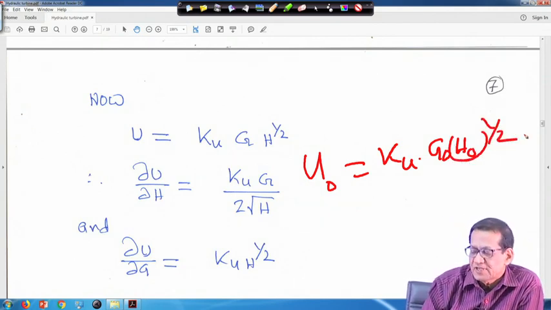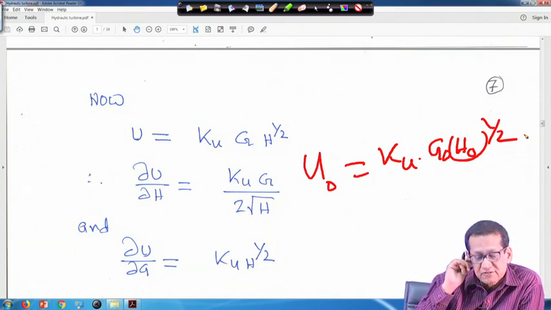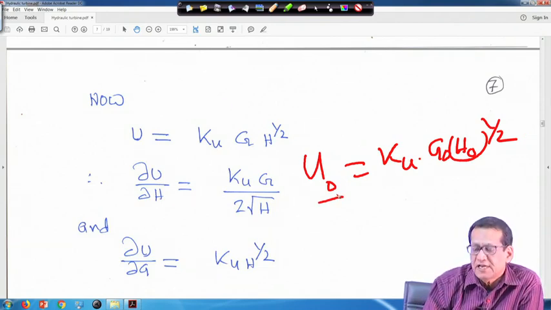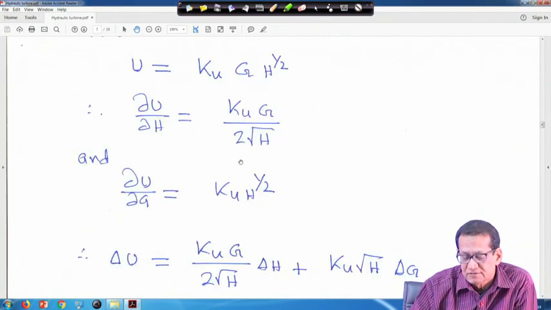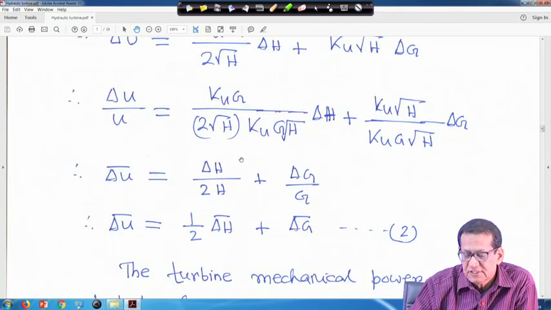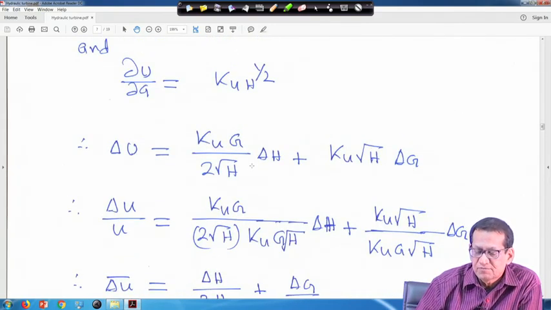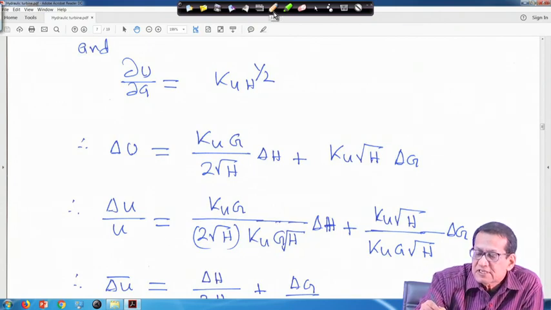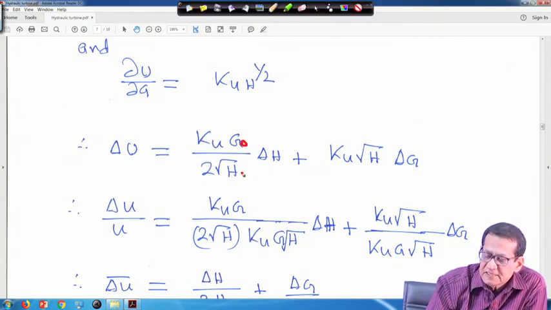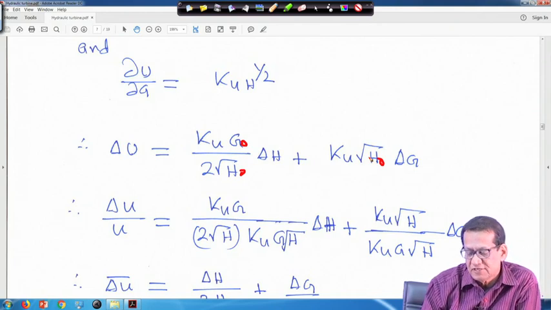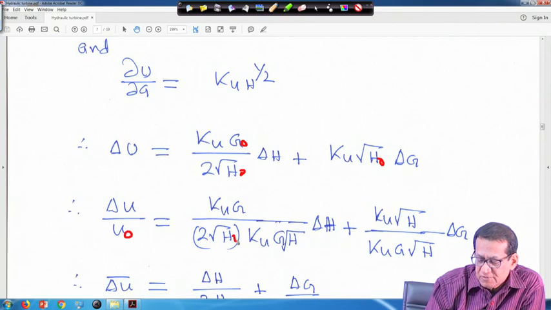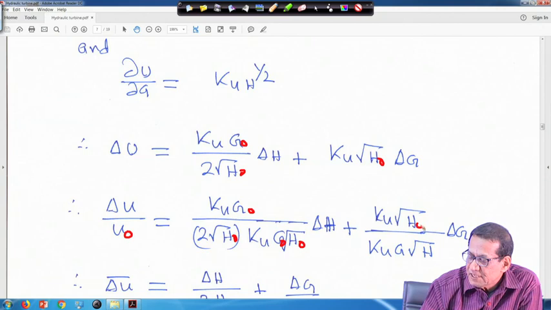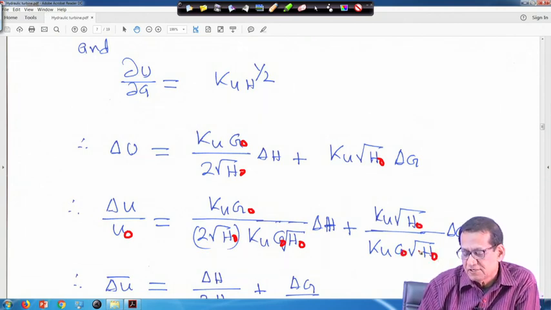So, that is u 0 when g is equal to g 0 and h is equal to h 0. So, that is u 0, right. Therefore, in this equation, this is then h 0 and this is also h 0 and g 0, right. Therefore, if you divide both sides by u 0, it will be 2 h 0 g 0, then it will be g 0 h 0, it will be h 0, it will be g 0, it will be h 0, right.